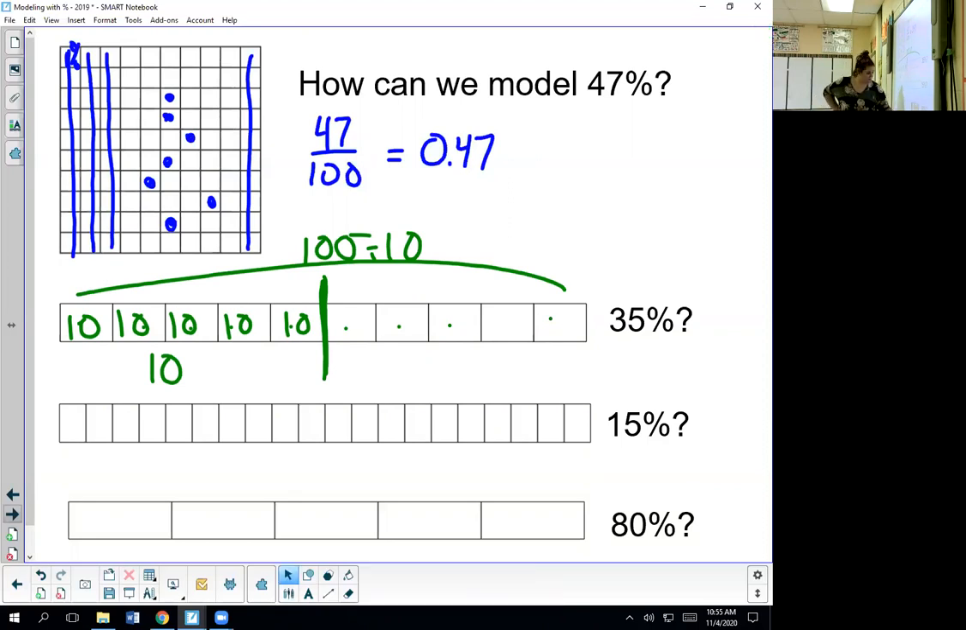Well, you should realize, okay, this is 10. Then another 10 is 20. Another 10 is 30. But how do I shade in 5%? Well, what's half of 10? 5. So you just basically cut this bar in half, and there you go. That is exactly 35%.